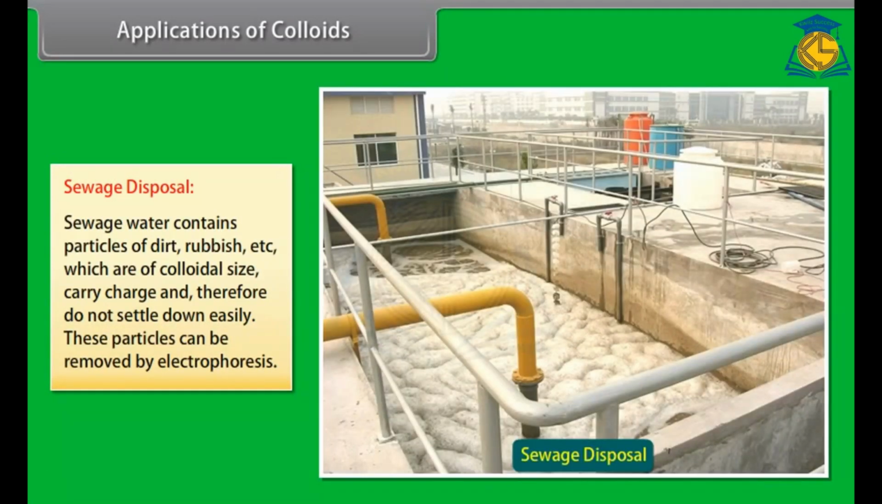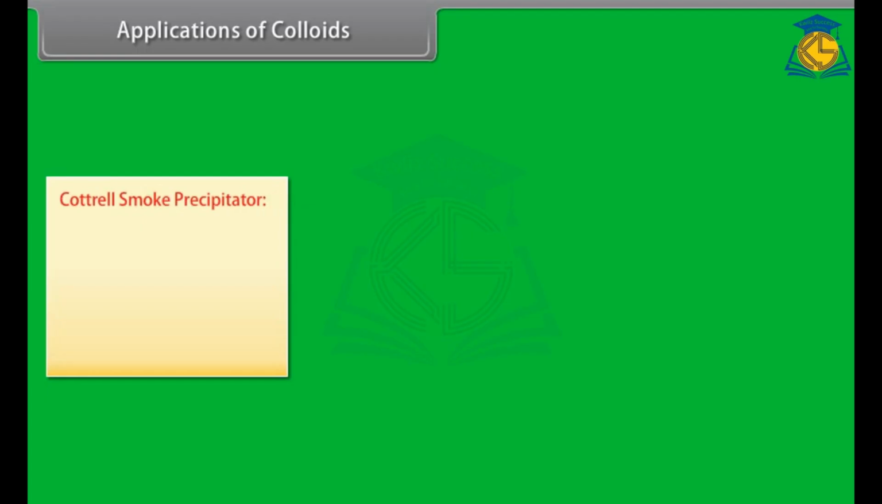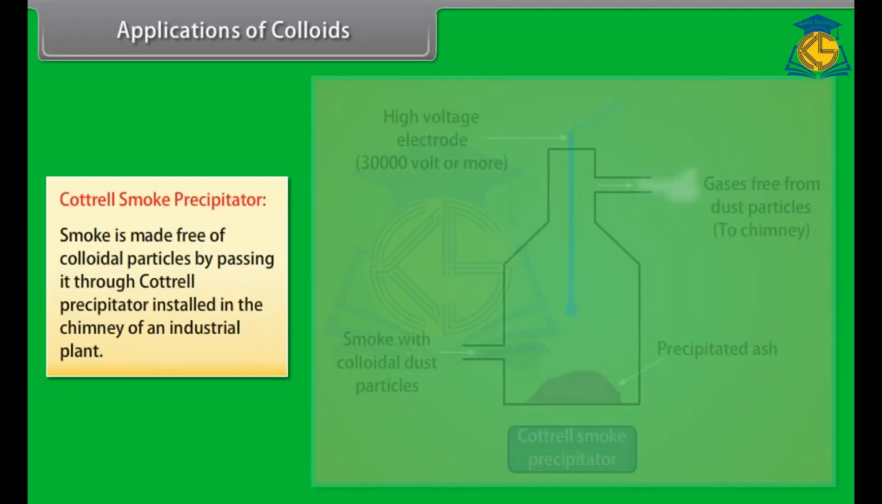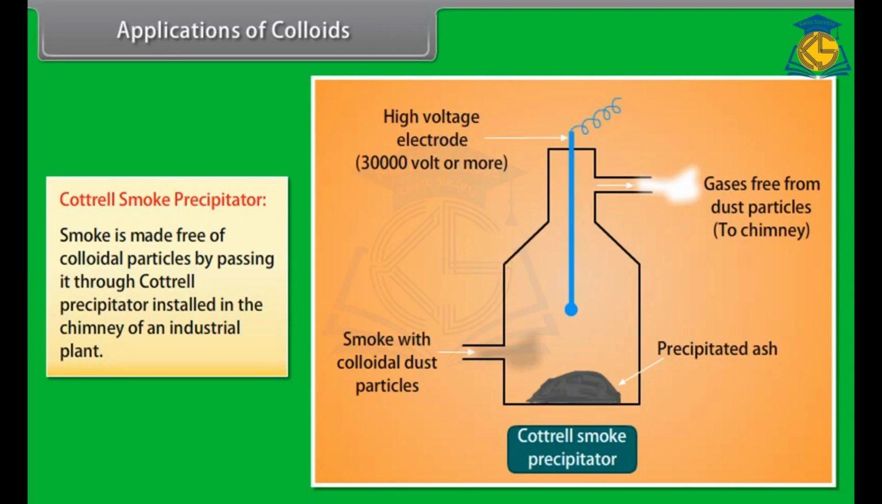Sewage disposal. Sewage water contains particles of dirt, rubbish, etc., which are of colloidal size, carry charge, and therefore do not settle down easily. These particles can be removed by electrophoresis. Cottrell smoke precipitator. Smoke is made free of colloidal particles by passing it through a Cottrell precipitator installed in the chimney of an industrial plant.